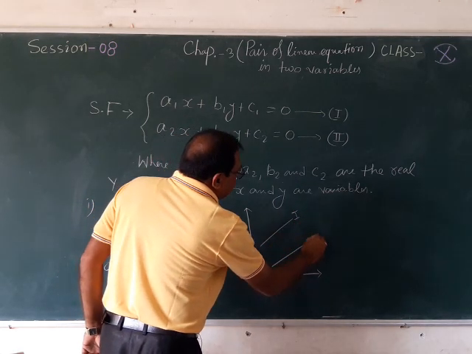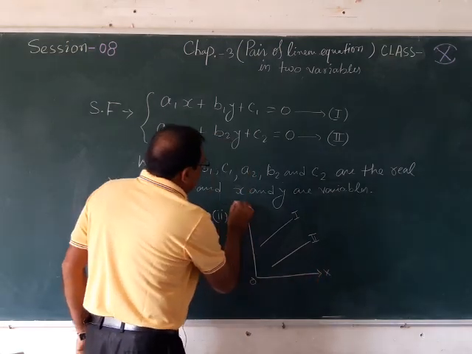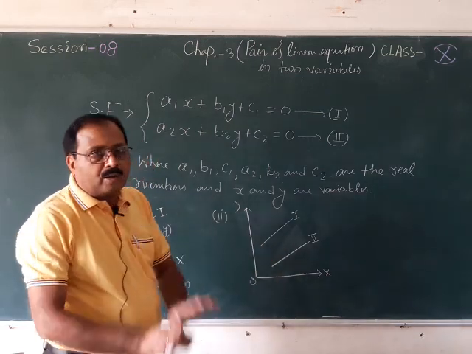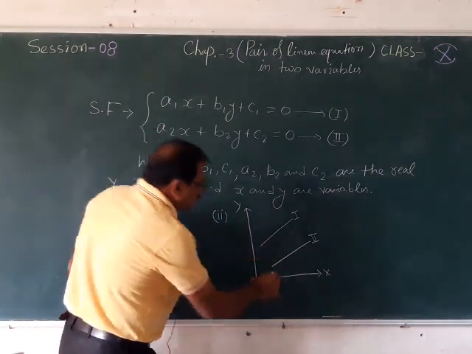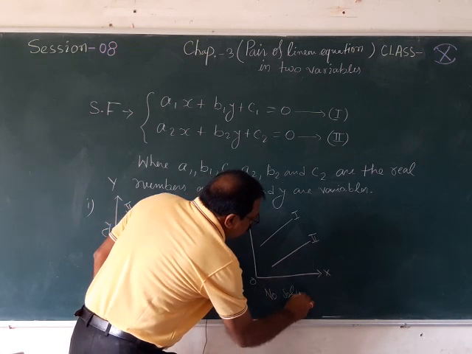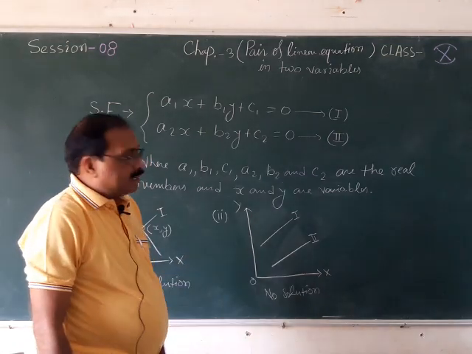The first and second graph are not intersecting at any point. That means the lines are parallel. In this case, you are having no solution, because the graphs are not intersecting at any point.